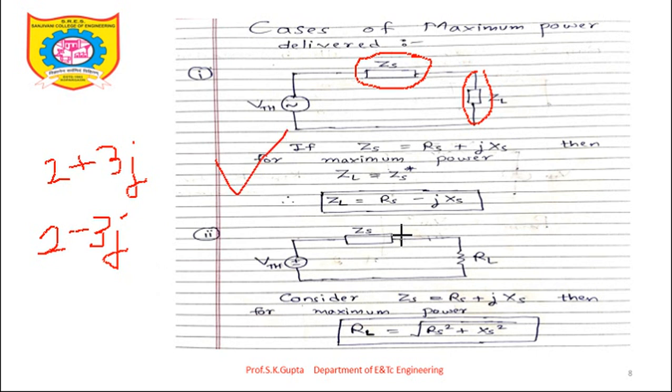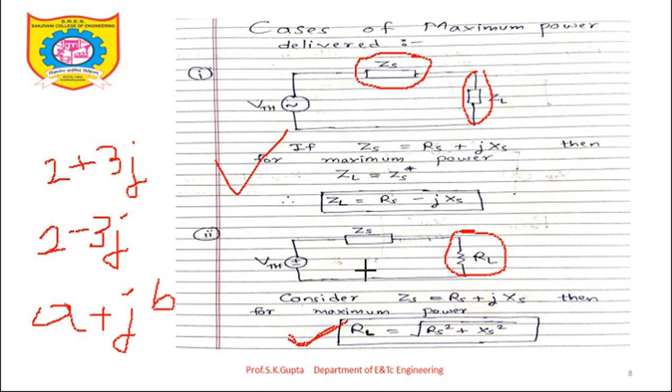Now the second case: suppose your ZS is complex, that means RS plus JXS, and your load is purely resistive. In that case, the load is given by under root of RS square plus XS square, the magnitude of this complex number. The magnitude of A plus JB is under root A square plus B square. So if it is 2 plus 3J, then the magnitude will be under root 2 square plus 3 square. So this should be the value of RL.